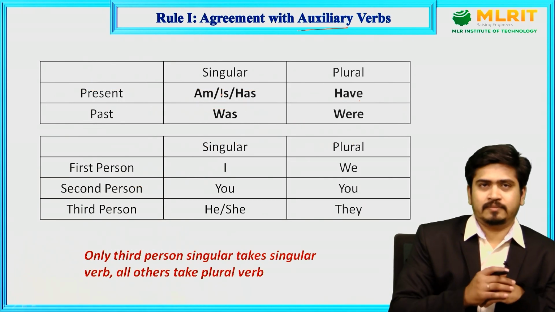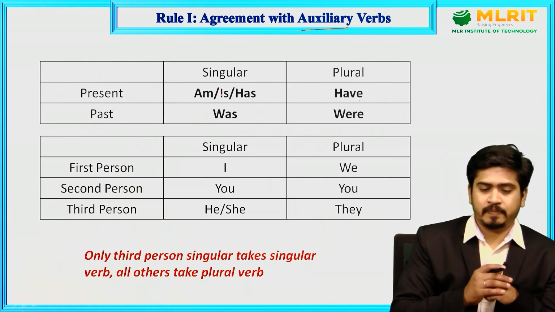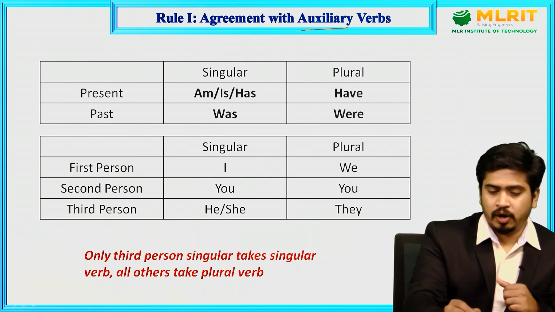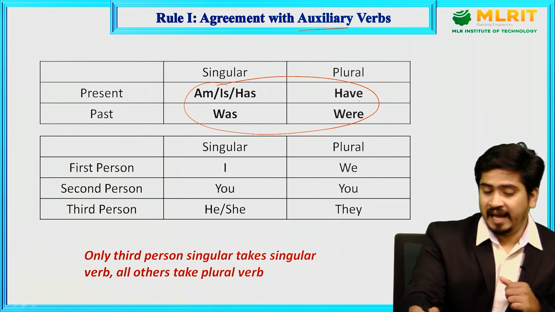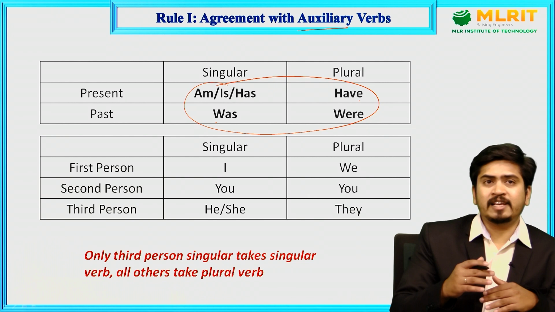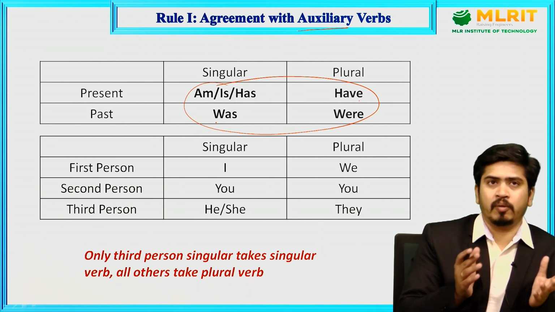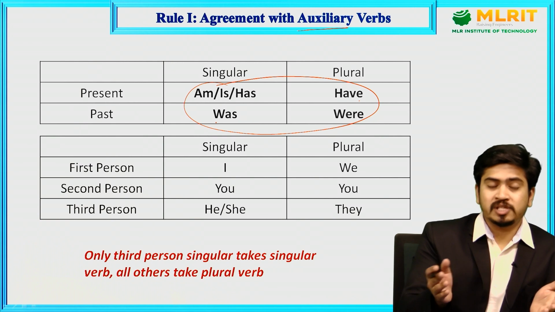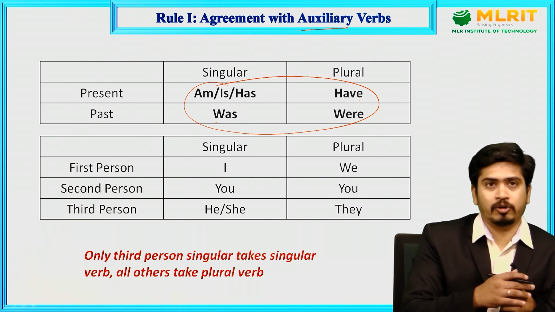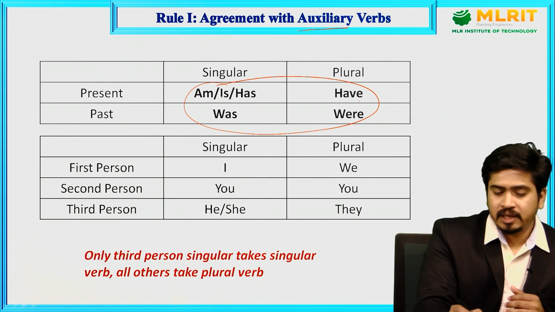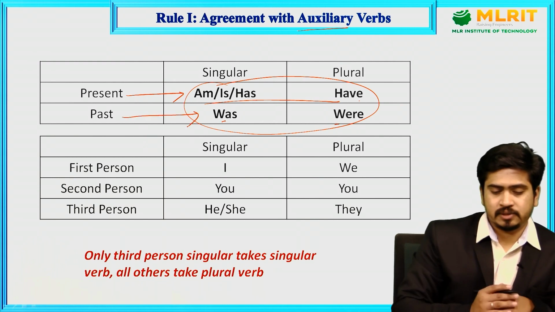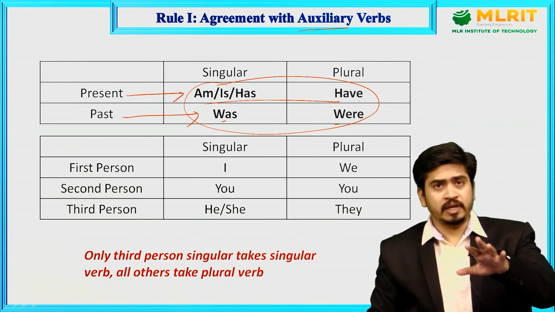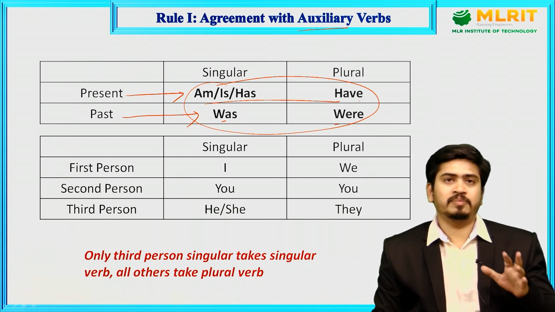Coming to rule 1, agreement with auxiliary verbs. Here we are going to discuss in context of these auxiliary verbs: am, is, has, have, was and were. In case of other auxiliary verbs, we don't get much problem in subject verb agreement. Mostly we get problem only using these auxiliary verbs. Am, is, has and have generally come in present tense, and was and were come in past tense. Now, in context of these auxiliary verbs, let us discuss subject verb agreement.